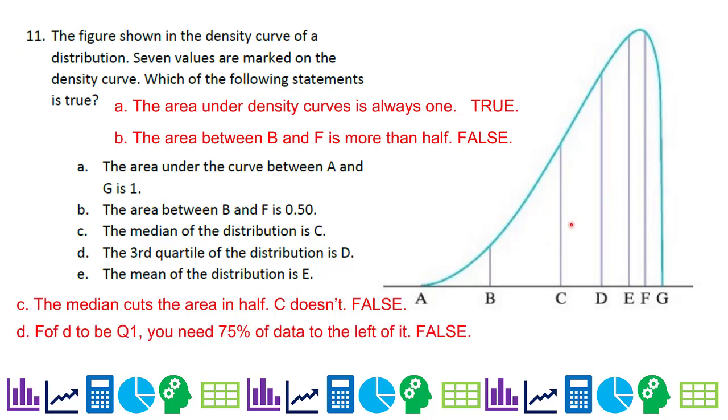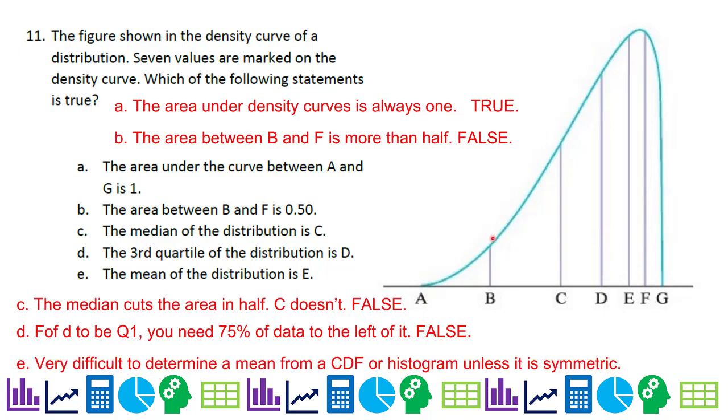For D, I think for D to be Q3, it should say Q3, I got a little typo here. That means I need to have only 75% of the data to the left, and that is not true.